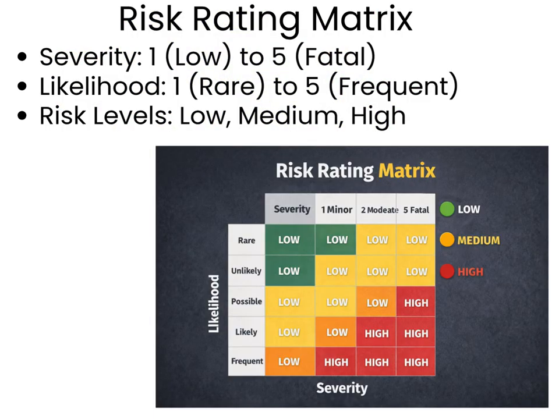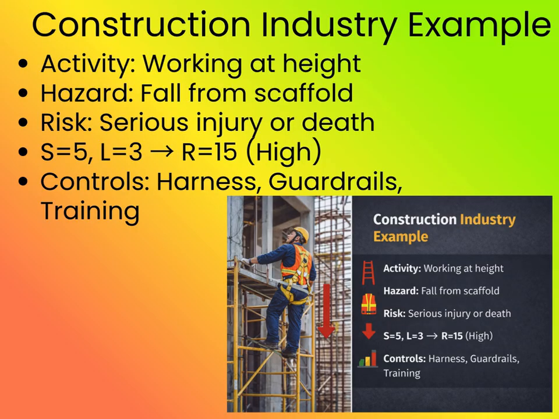Now let's look at a real example from the construction industry. Activity is working at height. The hazard is falling from a scaffold. The risk is serious injury or even death. If severity is 5 and likelihood is 3, the risk rating becomes 15, which is high. Control measures include safety harness, guardrails, and proper training.